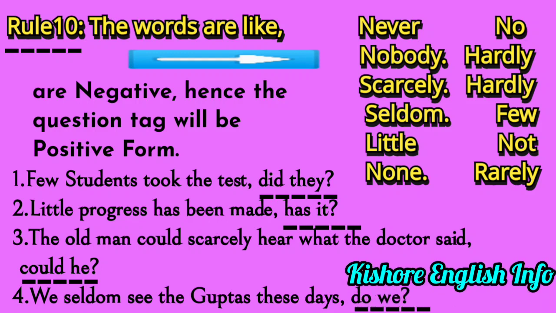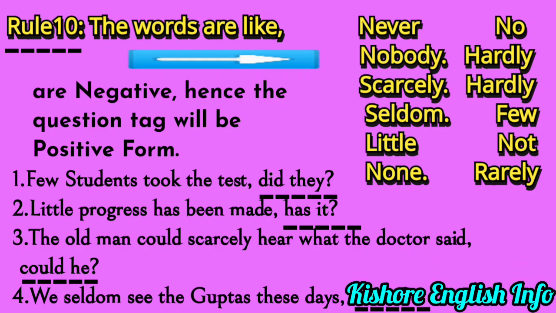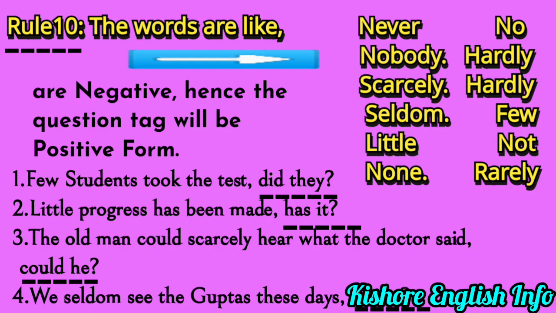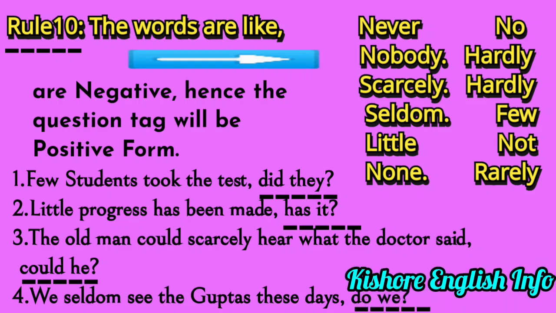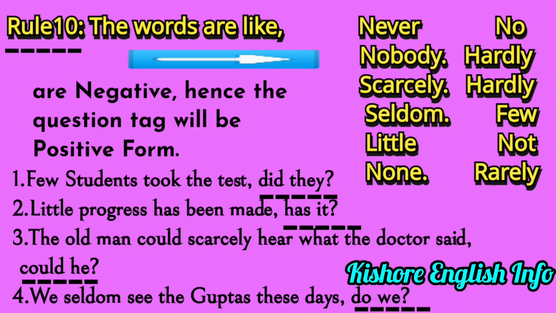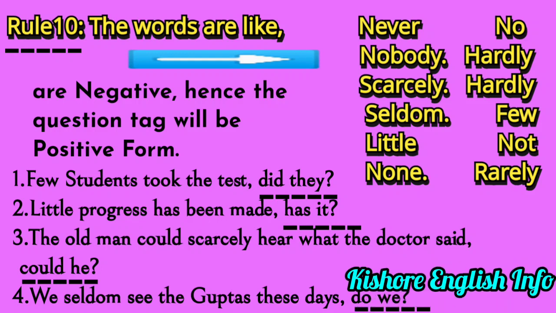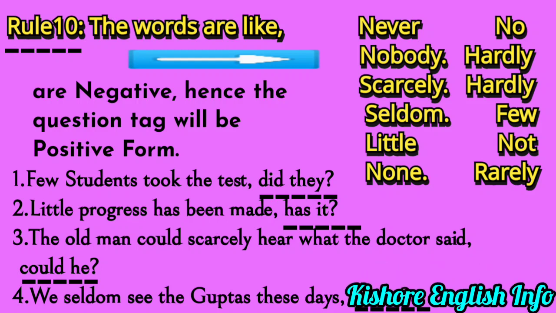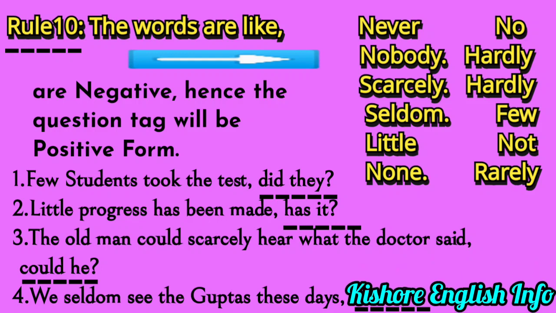Little is also a negative word. That means everything with little is a negative form. The old man could scarcely hear, which means almost never, so could he? We seldom see Guptas these days, which means we have indirectly not seen them at all. So with a negative word, we use the positive form: do we?